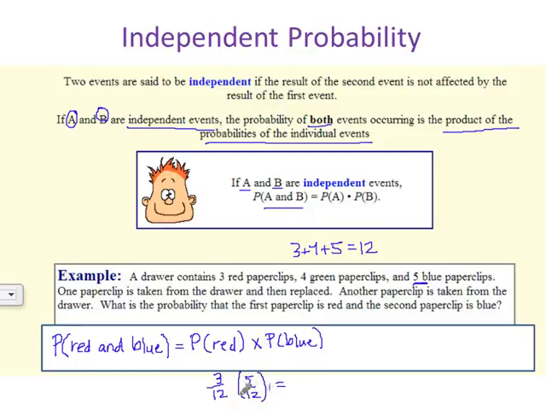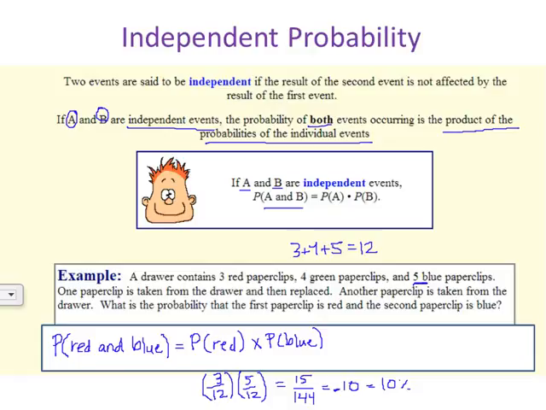And then we're going to do the math. We're just multiplying those two probabilities. Multiplying fractions, I go straight across the top: 3 times 5 is 15, and 12 times 12 is 144. If I wanted to write that as a decimal, I could say 15 divided by 144 is, going to 2 decimal places, 0.10, which as a percentage is 10. So the chances of us reaching in, grabbing a red paper clip, and then reaching in again and grabbing a blue paper clip, is a 10% chance of that happening.